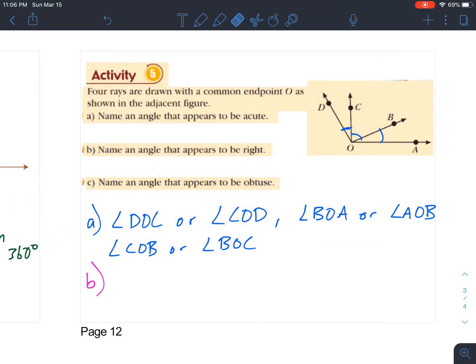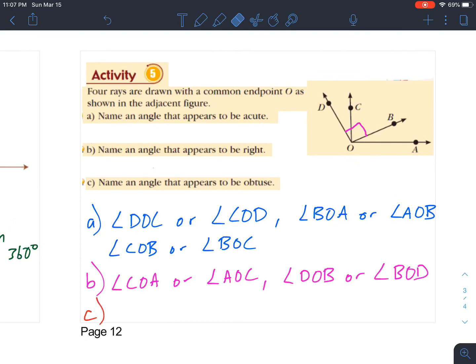Okay, for part B, name one that appears to be right. So I noticed that it looks like COA or AOC. Those appear to be right angles. And then I think you could argue that this angle here also appears to be a right angle. I personally think it looks a little more than 90 degrees, but it's pretty close, so I'm willing to accept it as well. So we will have DOB or angle BOD.